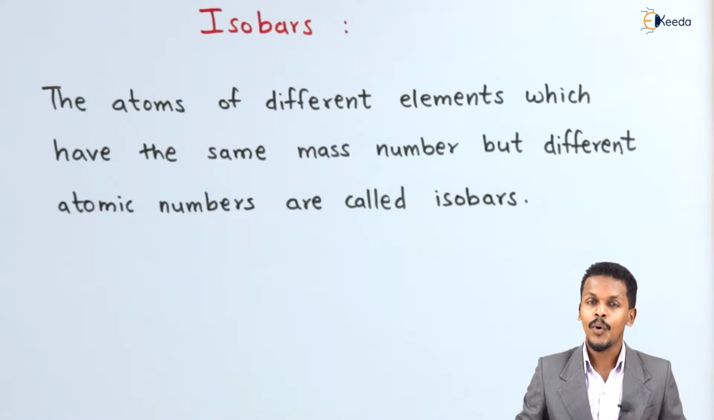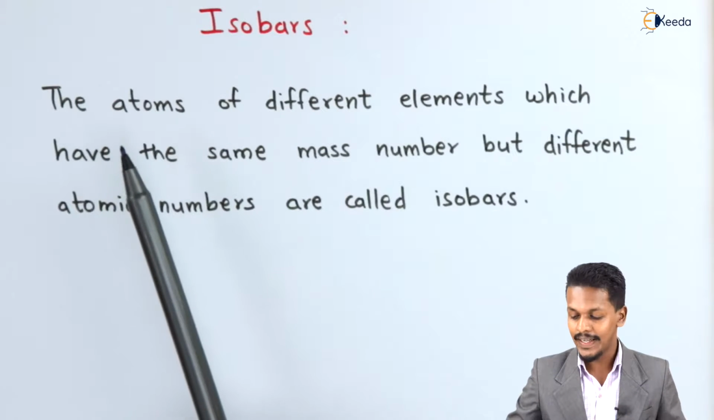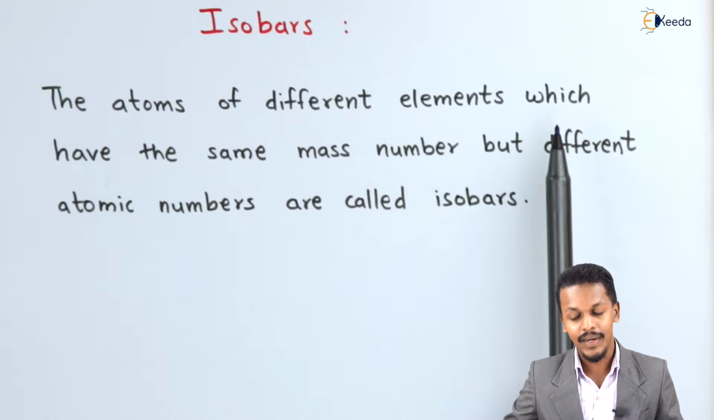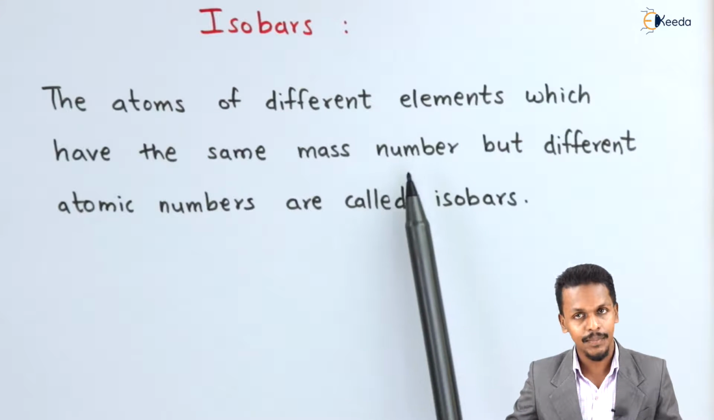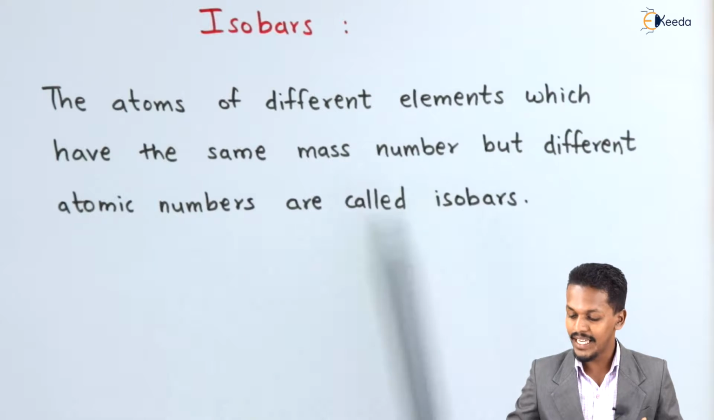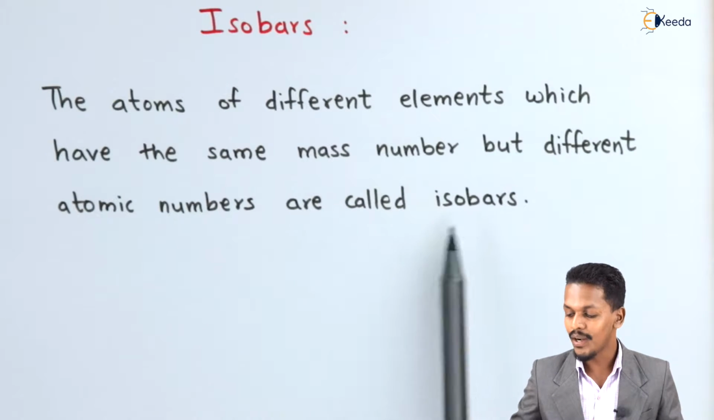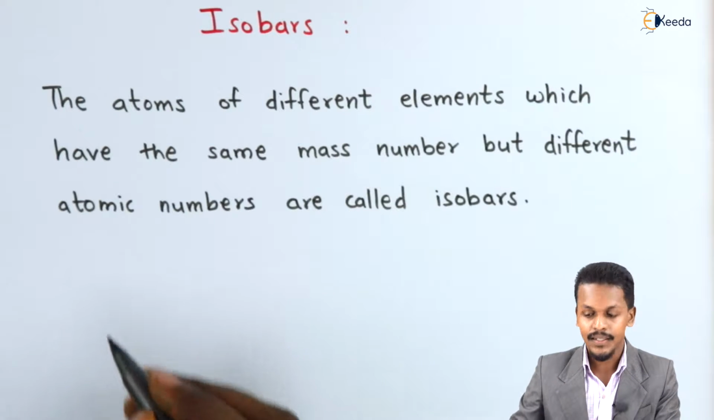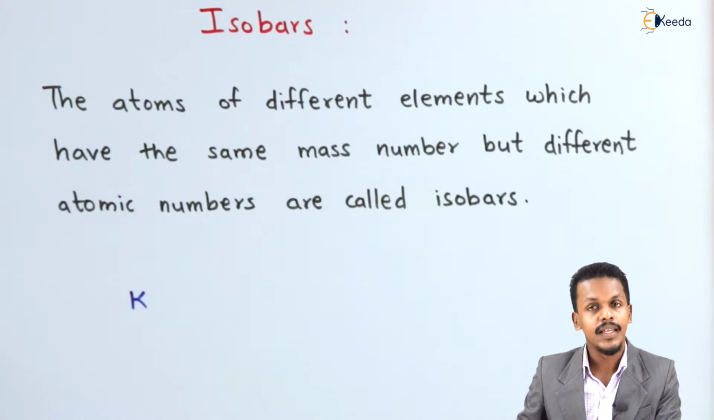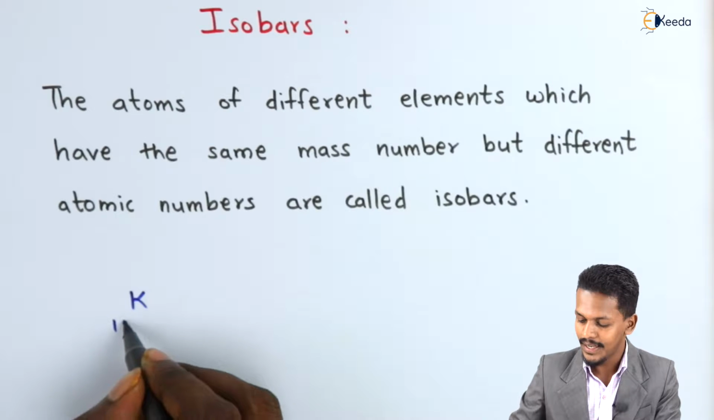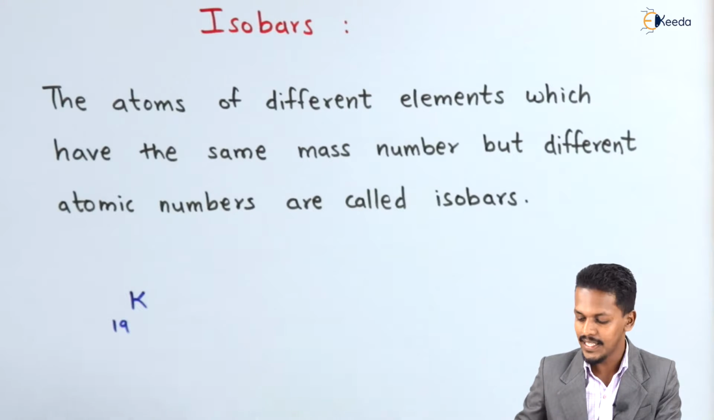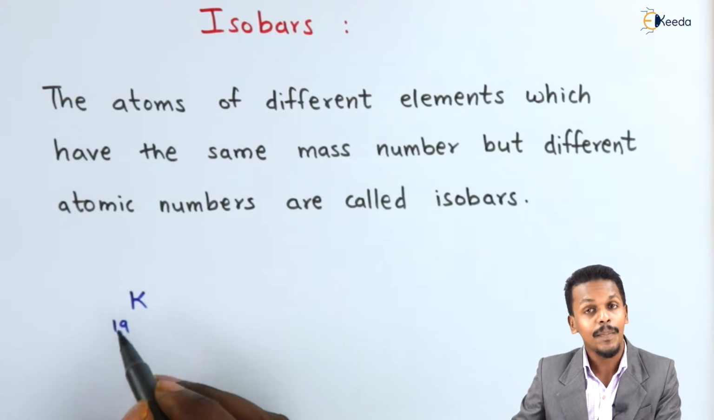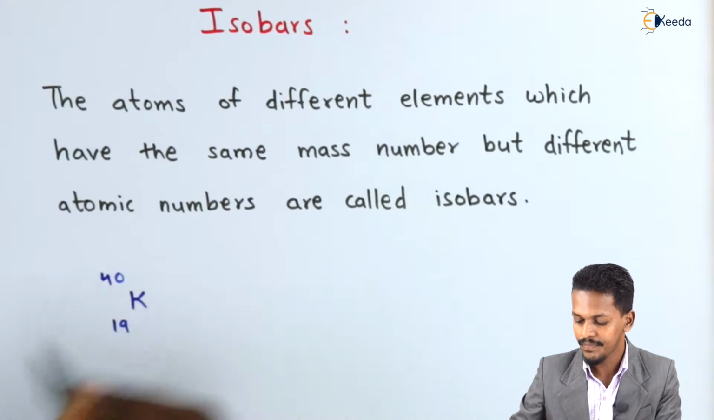So friends, talking about isobars, the definition is: atoms of different elements which have the same mass number or atomic mass number but different atomic number are called isobars. For example, suppose we consider potassium. Potassium has an atomic number of 19, and its atomic mass number is 40.